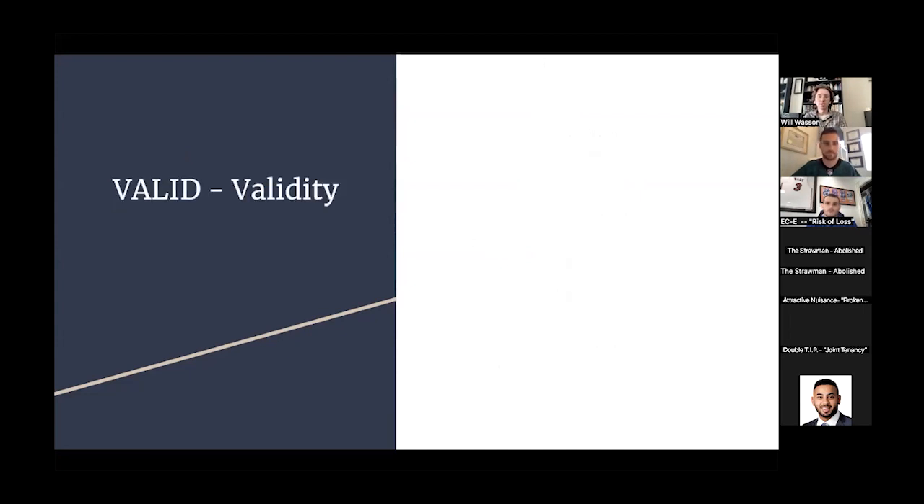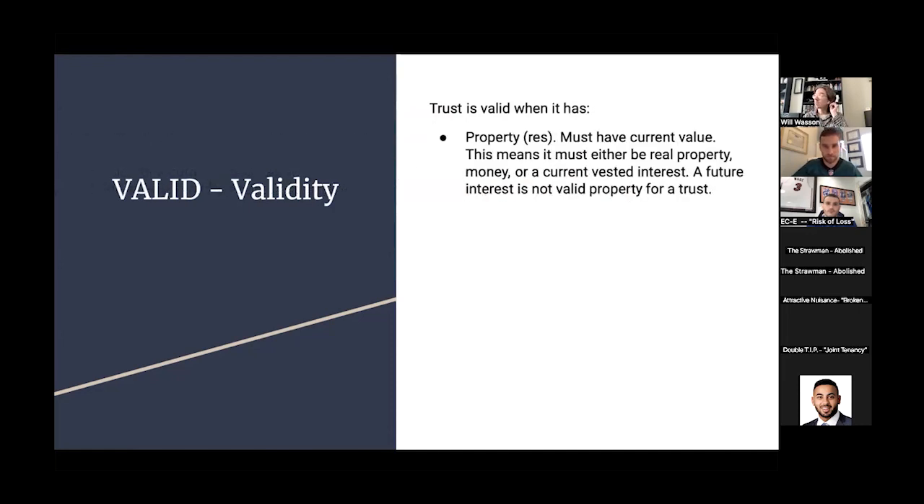We'll just keep going. So the first step is validity. Valid trusts don't ruin marriages, valid is first. So what makes a trust valid? It's valid when it has property, and property has to be current ownership in a thing. It can't be a future interest.